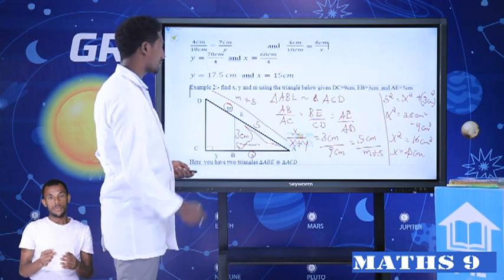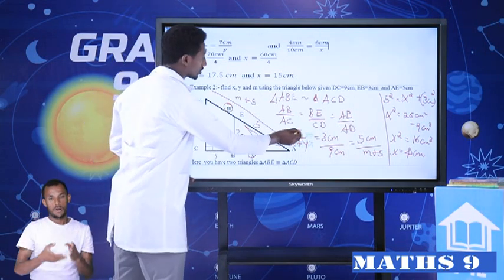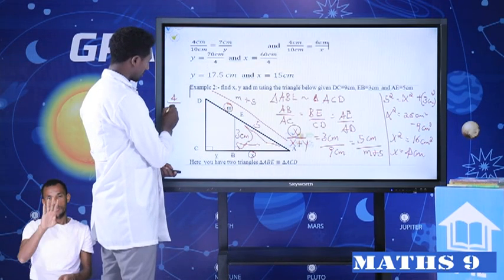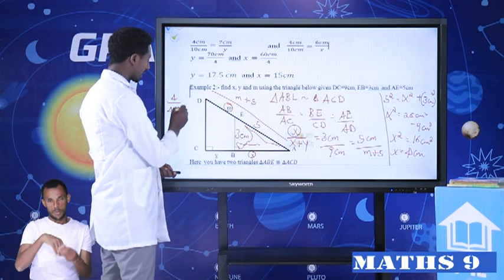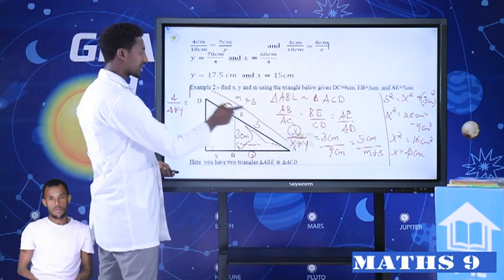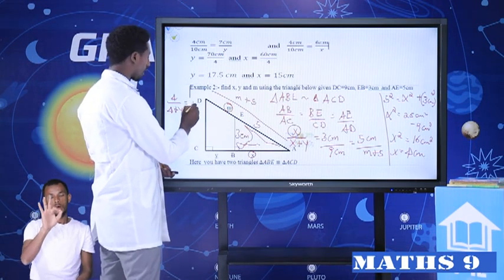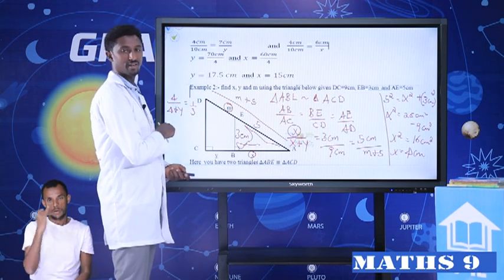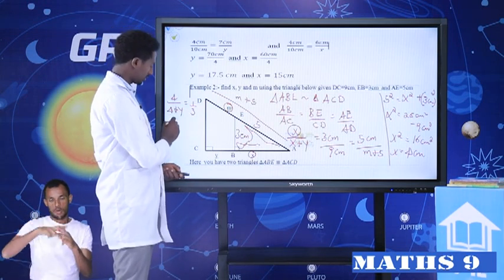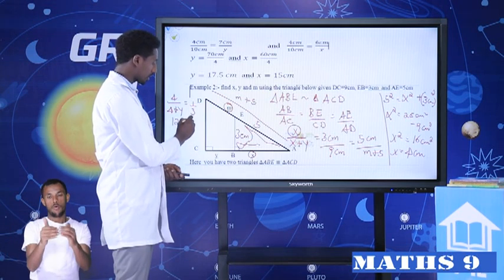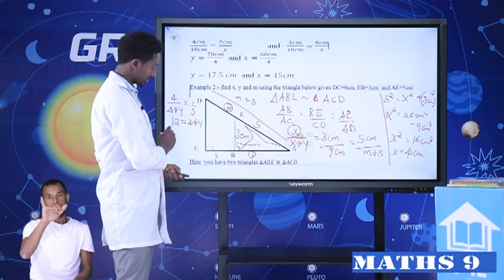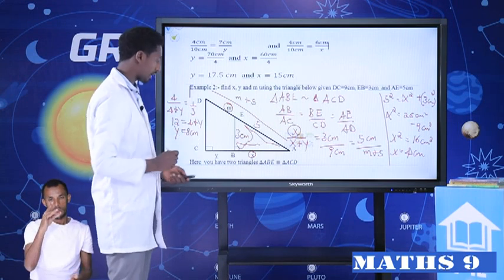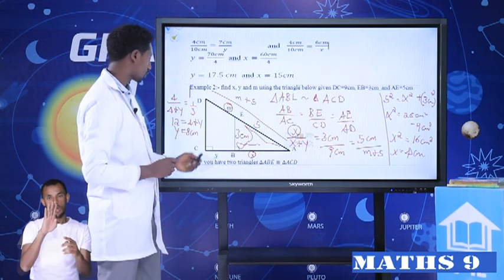To find the other values, let's substitute 4 in place of x now. 4 over 4 plus y equals 3 over 9, that is 1 over 3. If we take the reciprocal, 4 plus y equals 12, that's y equals 8 centimeter. Y is the distance from B to C.